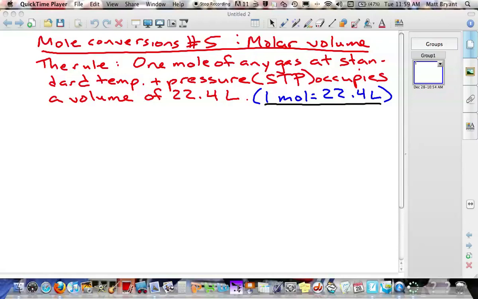So you can assume that a gas is at STP, and that any example for which you need to figure out molar volume is, in fact, a gas. So don't worry about that. Now, here's our first example.